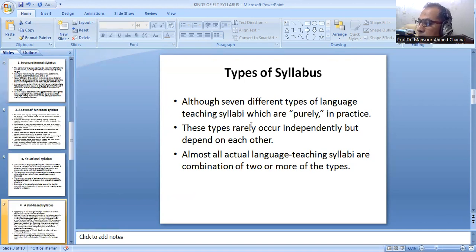Although there are seven different types of language teaching syllabi which are purely in practice, the types rarely occur independently but depend on each other. Almost all actual language teaching syllabi are a combination of two or more types.